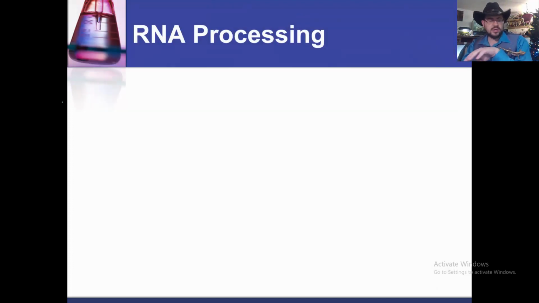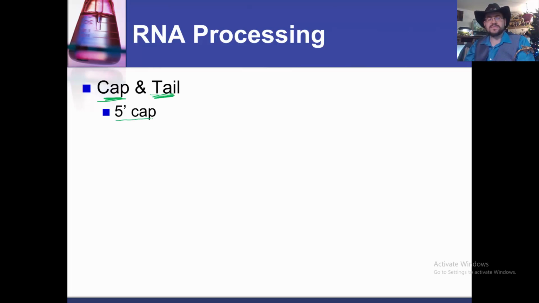So now we're going to do RNA processing. This involves adding two portions, one on each end. We add the cap and the tail. You'll never guess to what end the 5' cap is added. Oh, yes, the 5' end. So here's our transcript, and here's our 3' end and our 5' end.